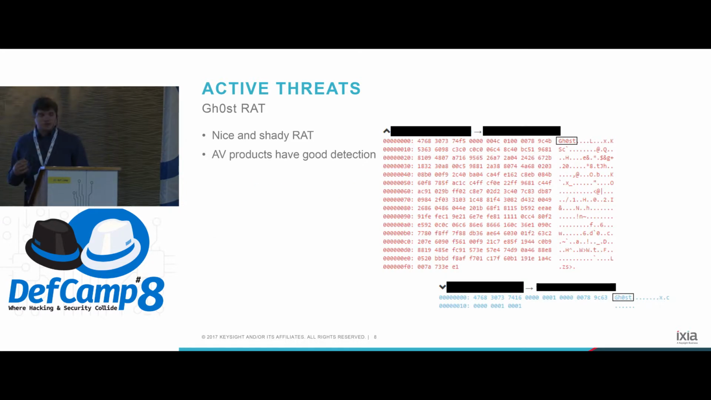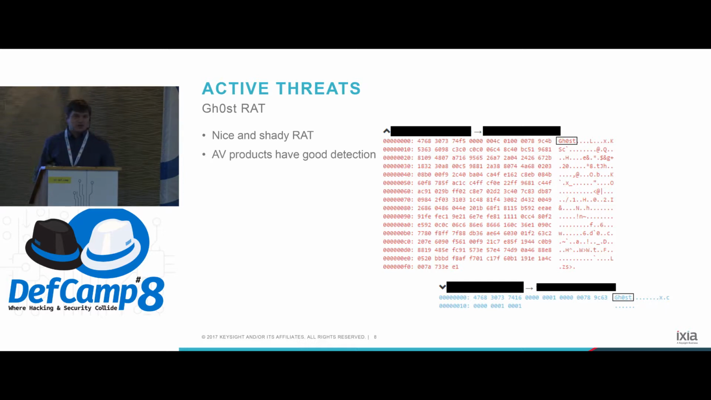So the first tool that we found is called GhostRat. It was in the news quite some time ago. It's an older threat. It's a nice and shady backdoor, a remote access Trojan that offers an attacker complete control of your system in real time. It can capture camera input, it can capture your microphone, it can transfer files, it can do whatever.